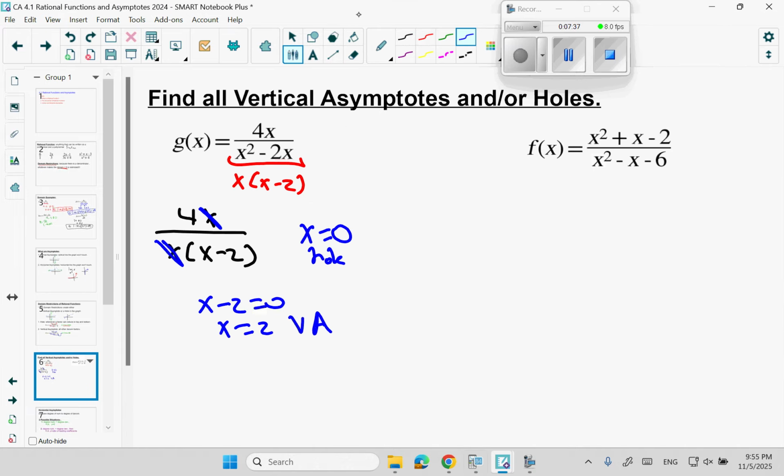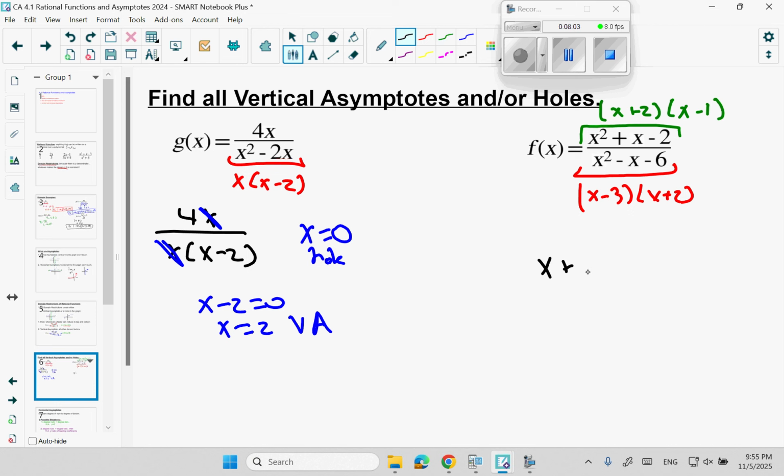Okay. Looking at this one, I should factor the bottom for sure. So what multiplies to negative 6 adds to negative 1? That would be x minus 3 and x plus 2. However, up top, I should also factor this trinomial. So what multiplies to negative 2 adds a positive 1? That sounds like x plus 2 and x minus 1. Well, I end up with x plus 2, x minus 1, x minus 3, x plus 2.